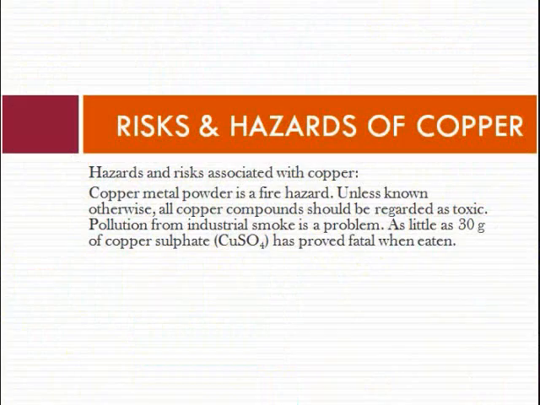Chapter 7 is the risks and hazards of copper. Copper metal powder is a fire hazard. Unless known otherwise, all copper compounds should be regarded as toxic. Pollution from industrial smoke is a problem. As little as 30 grams of copper sulfate has proved fatal when eaten.